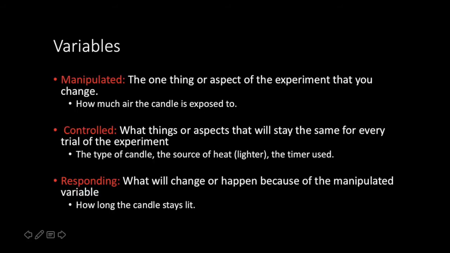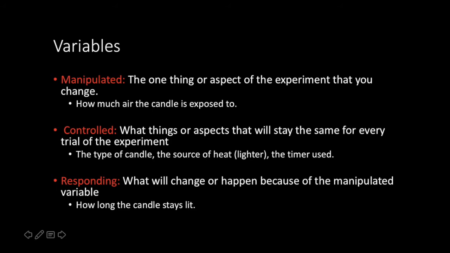Next, we have to think about the variables in our experiment. There are 3 main variables in the scientific method: the manipulated variable, controlled variable, and responding. The manipulated variable is the variable that you change during the experiment. For our experiment, it is how much air the candle is exposed to.